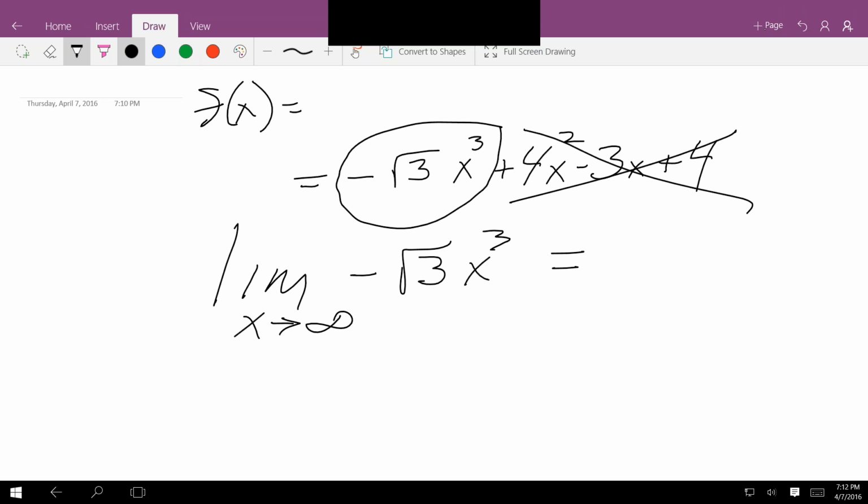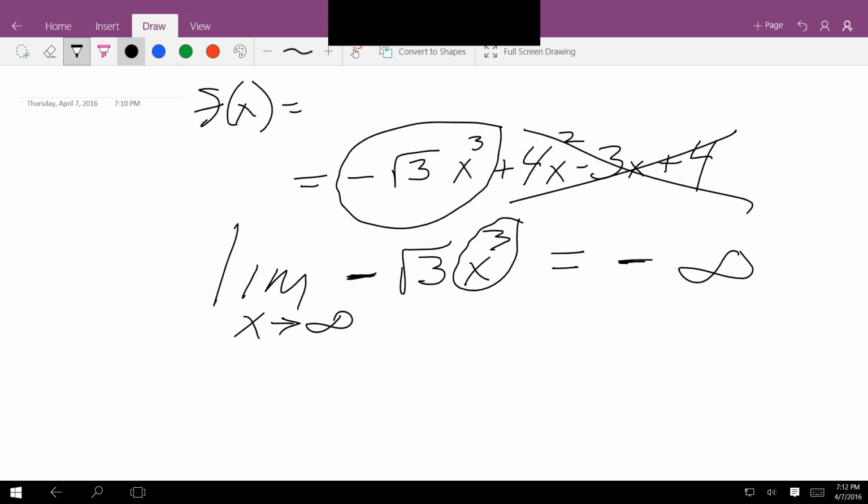You get negative square root of 3 times infinity, which is the same as negative infinity. Okay, 2 infinity is the same as infinity. The key is that as x goes to infinity, that goes to positive infinity, but there's this negative sign out here, which means it goes to negative infinity. That's the right-hand end behavior.